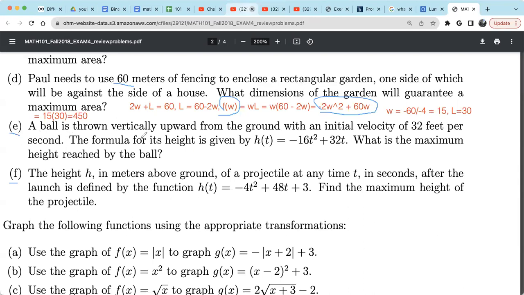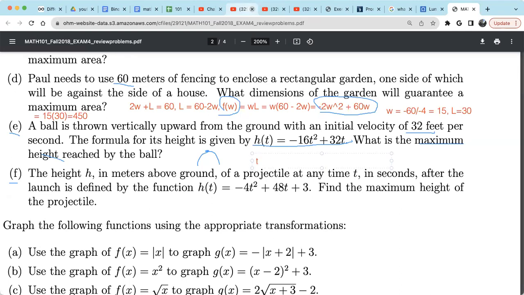So E is thrown vertically upward from the ground with an initial velocity of 32 feet per second, and the formula for its height is given by this. Imagine you toss a ball to your friend. The trajectory of the ball would be a downward parabola, right? You see the coefficient before t squared is negative, so it's a downward parabola. What is the maximum height reached by the ball? So we want to find the t where h has the highest value because this is a downward parabola. What's the highest value? Again, the vertex. So let's find the vertex.